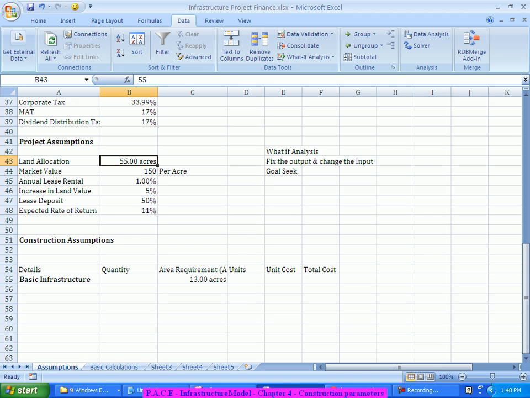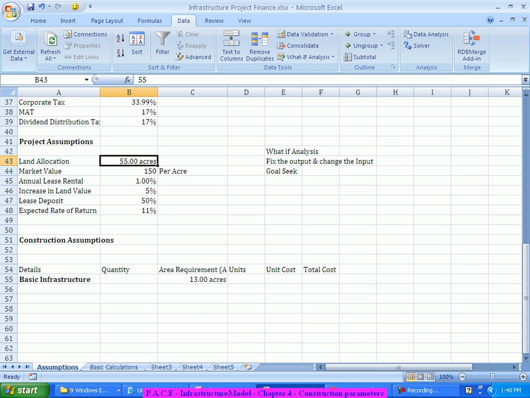You will still enter it as 55 only, but it will display to you as 55 acres. And you can still use it for your calculation purposes. If you write it as 55 acres, you cannot do any calculation on that. Right? So this is one way sometimes people do this kind of formatting.